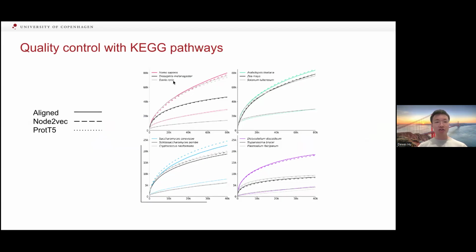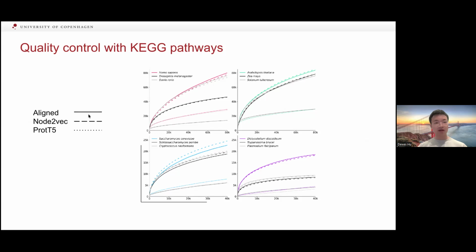In each species, we have three types of embeddings: the aligned embeddings, the original node2vec embeddings, and this is the sequence embeddings generated by the ProtT5 language model. Firstly, let's compare the network embeddings with the sequence embeddings. As you know, the sequence information cannot capture any kind of pathway information. So definitely in all species, the network embeddings are always better or so much better than the sequence embeddings.